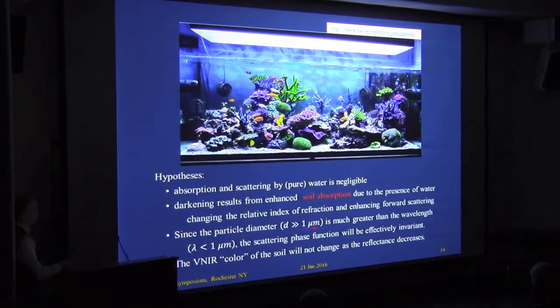And then, since the particle diameter is much less than the wavelength, and the wavelength is much less than 1 micron, particle sizes are much greater than a micron, I'm going to assume that the scattering phase function is constant over this range, wavelength independent. I don't know what it is, but I assume it's constant. So the color of the soil will not change as the reflectance decreases. Okay, so no color change, just amplitude change.